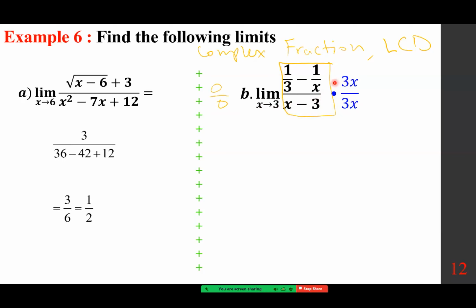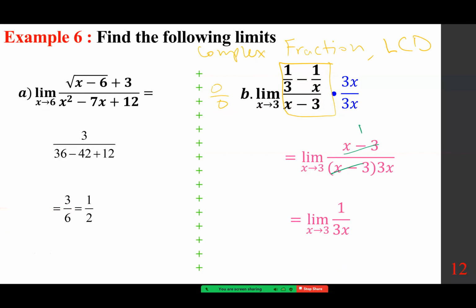These two minus 3. And now drop the common factor of x minus 3. So you get 1 over 3x. Notice, I'm carrying the lim sign all the way to the end. Now that I'm going to plug in 3 and I get 1 over 9, I no longer carry the lim sign.